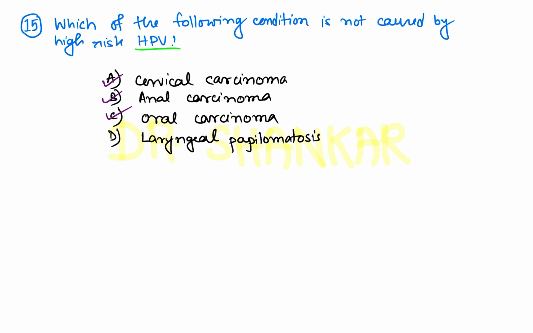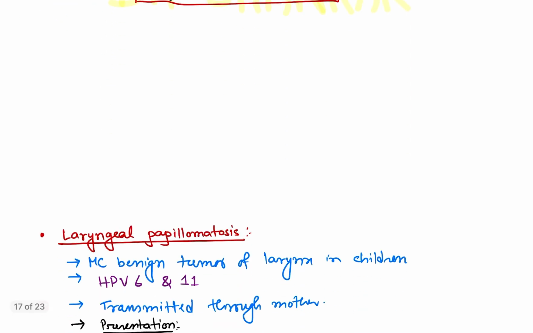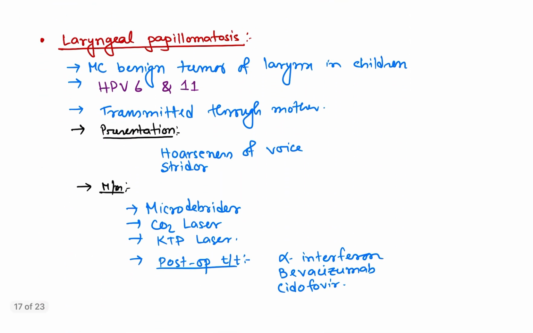But laryngeal papillomatosis or juvenile laryngeal papilloma, this is caused by low risk types of HPV, like HPV 6 and 11. So the answer is laryngeal papillomatosis. So let's learn something about laryngeal papillomatosis.